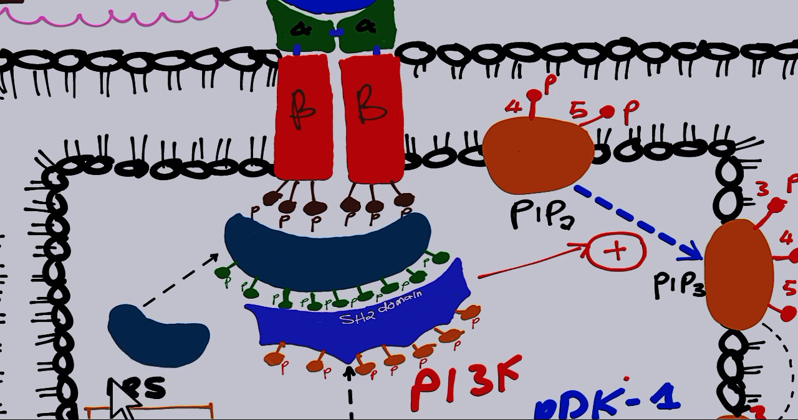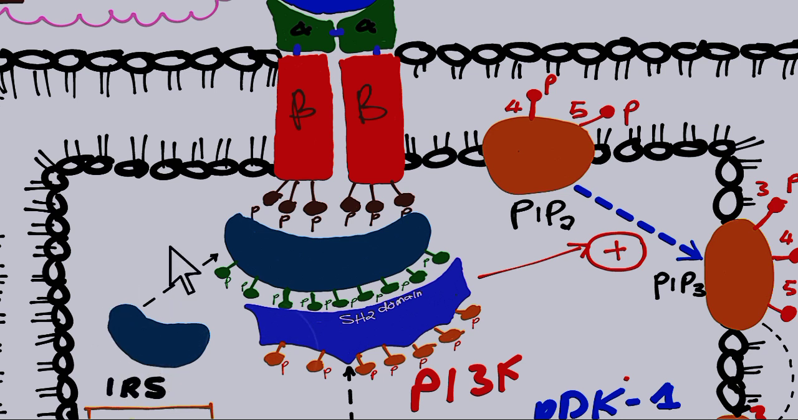But what will happen is that it's going to come and bind the phosphorylated beta subunits, and it's also going to be phosphorylated. So it is going to become phosphorylated because it also has tyrosine residues in it.